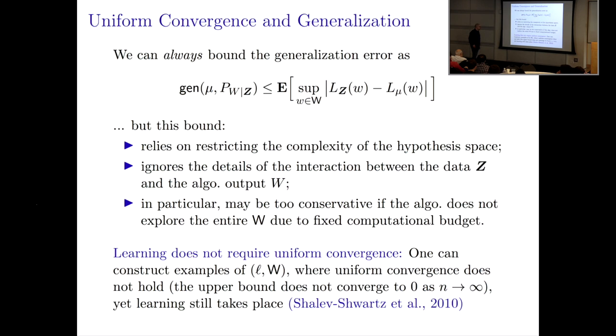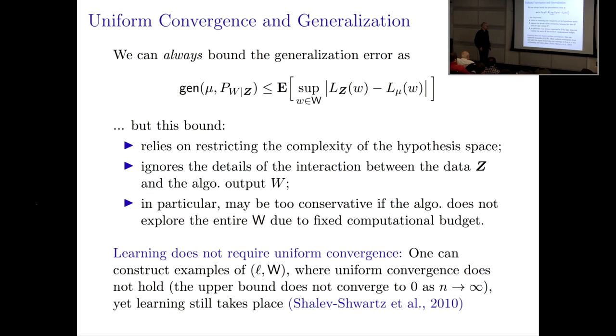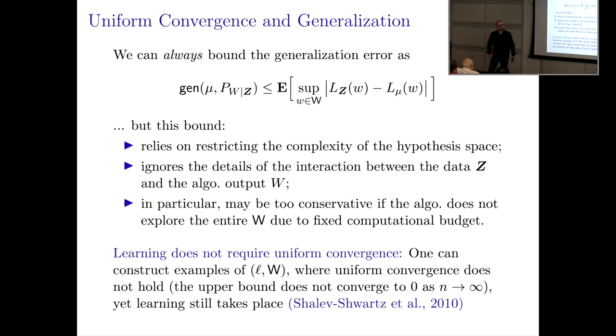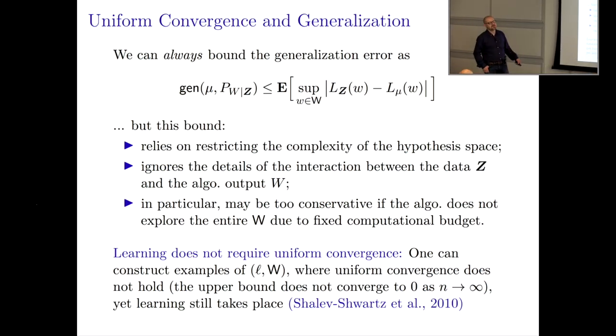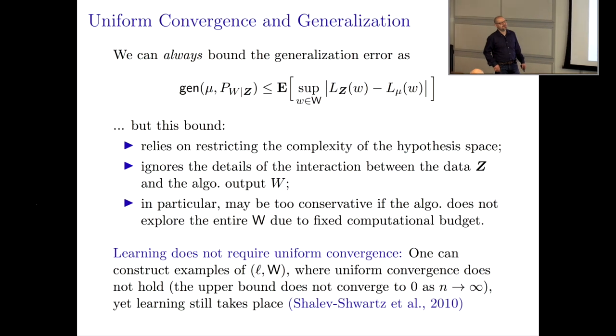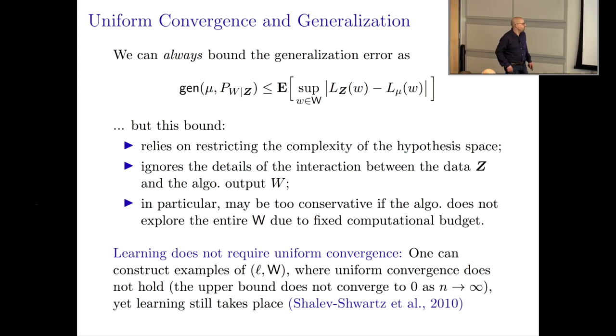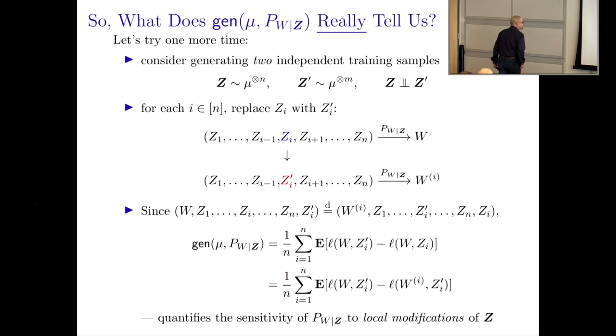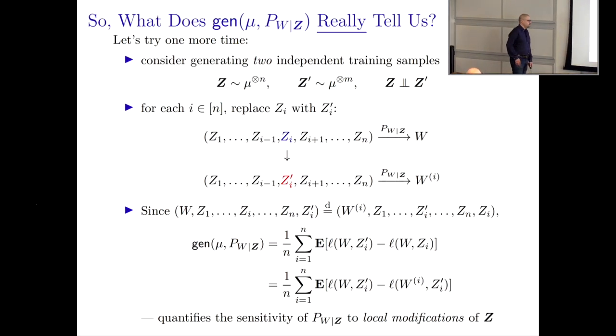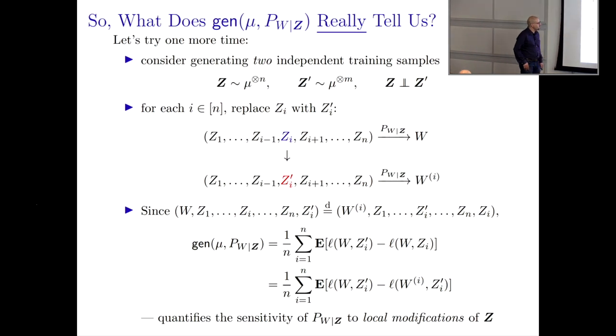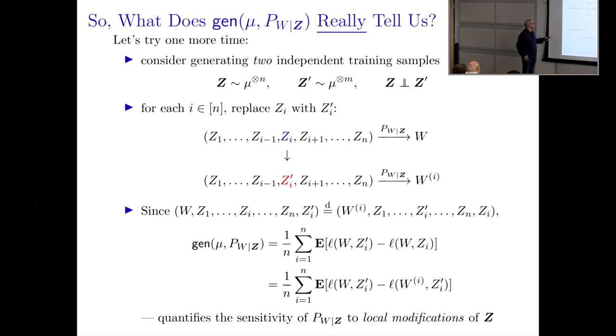Okay, so this attempt at bounding the generalization error is useful, but you can think about it as the modernist approach. Now let's look at the postmodern approach, right? So what does this generalization error really tell us? And now let's see this idea of introducing two independent samples from the same distribution. So instead of generating n training samples, I generate 2n. So z and z prime are two independent training sets.